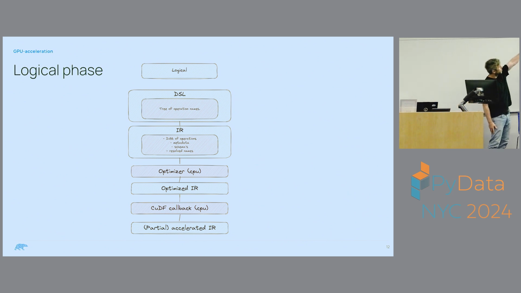So we go from logical, we go into a DSL, we convert to the IR, and there we have the metadata, the schemas, the result names. Then we go into the optimizer, that's still on the CPU. Then we have an optimized IR, and that's what we send to cuDF as a callback. Then cuDF will traverse this IR and see, okay, here you do a join operation, here you do a group by, we can replace this group by, we can replace this join with something we can execute on the GPU. So cuDF will give us a partially accelerated IR in return.